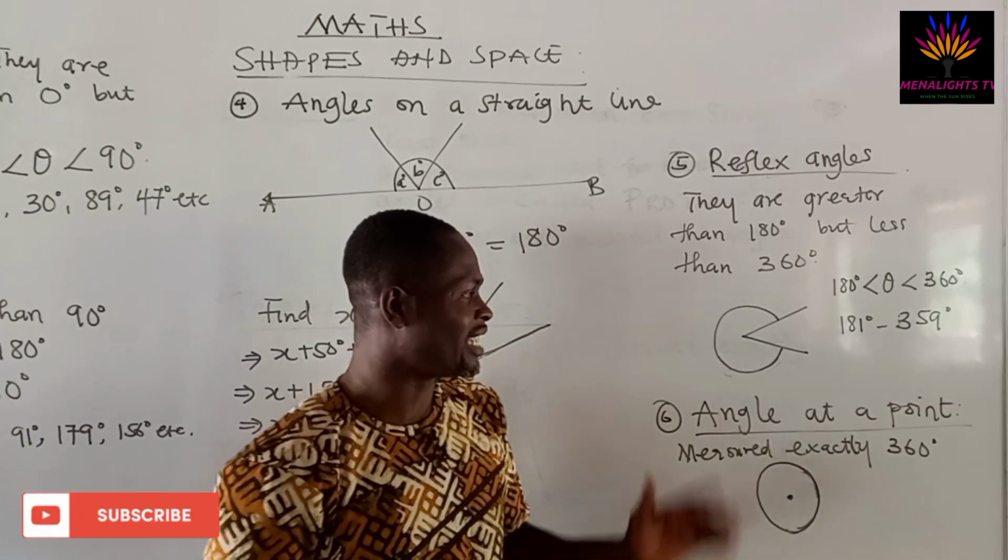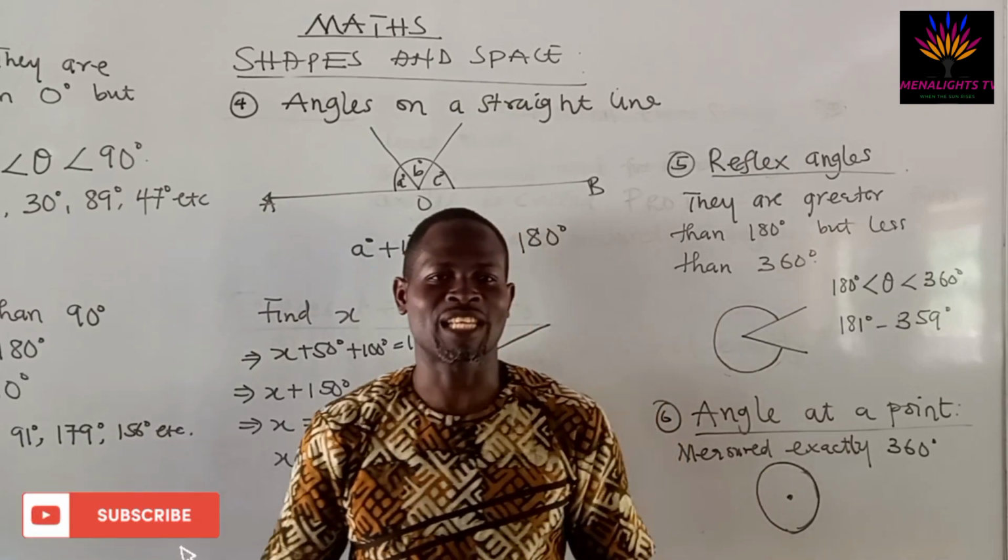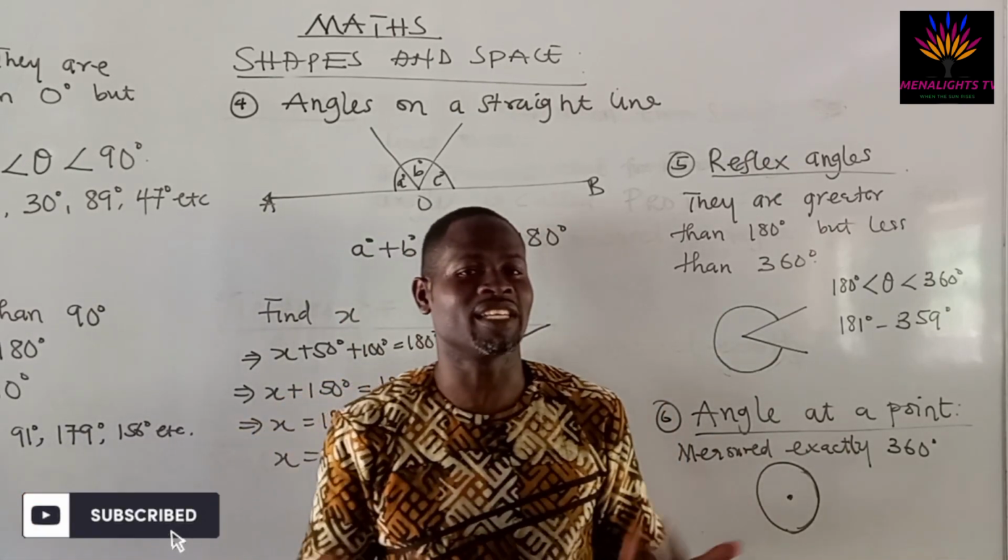Our next type of angle is angle at a point. Angle at a point measures exactly 360 degrees.